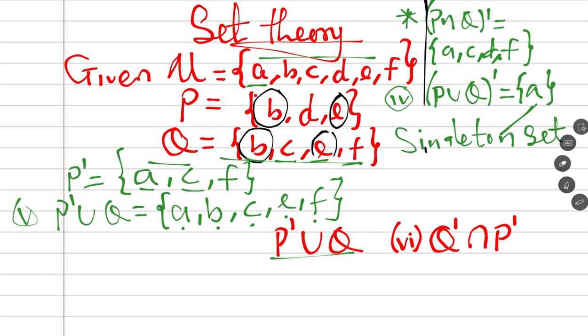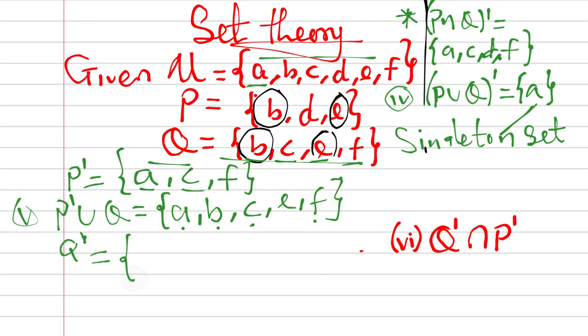All right. Now our last question says we should find Q prime intersection P prime. I've already gotten my P prime, so I don't need to go and find it again. Now I just need to get my Q prime, your Q complement.